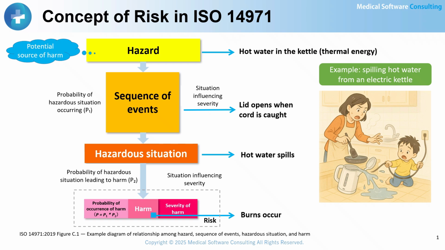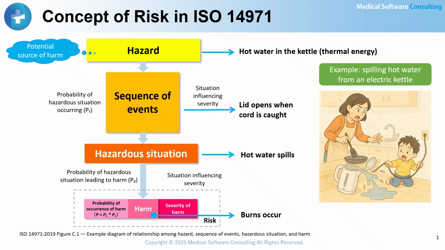We consider two probabilities. P1, the probability that the sequence of events will occur and lead to a hazardous situation, and P2, the probability that this hazardous situation will actually result in harm. The overall probability of harm is evaluated by considering both P1 and P2. At the same time, we also evaluate the severity of the potential harm.